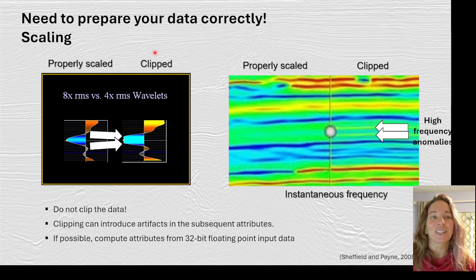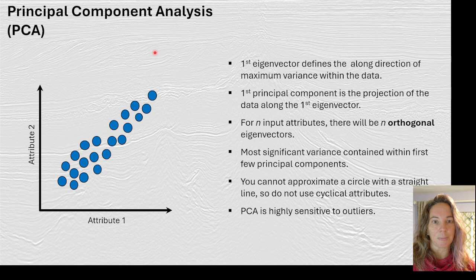And so you can look at these two examples here. In one case, we have properly scaled data, and in the other case, we have clipped data, whether we're looking at it as a wavelet or with the color bar. And so you always want to make sure that you never clip your data. You always want to work with 32-bit floating data if you have it as your input data, if possible. That way you don't end up with these high frequency anomalies like I'm pointing out on the right-hand side with the white arrows, because those will end up being artifacts in your interpretation and your dimension reduction machine learning outputs. So be careful about clipped data.